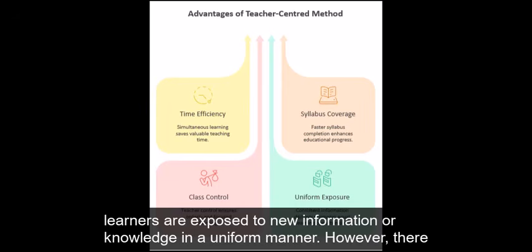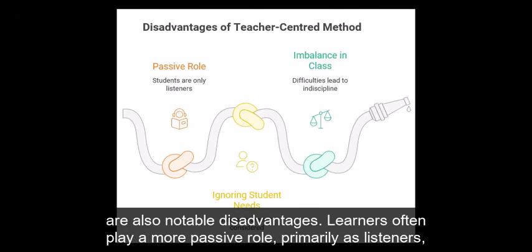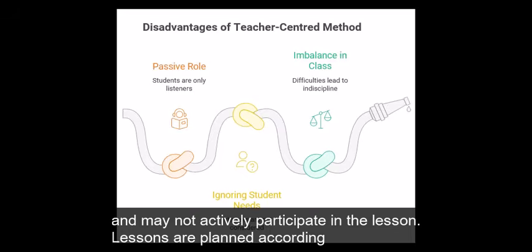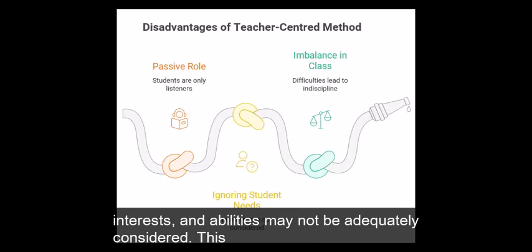And, it ensures that learners are exposed to new information or knowledge in a uniform manner. However, there are also notable disadvantages. Learners often play a more passive role, primarily as listeners, and may not actively participate in the lesson. Lessons are planned according to the teacher's wishes, interests, and abilities, which means learners' individual interests and abilities may not be adequately considered. This can create problems for students.